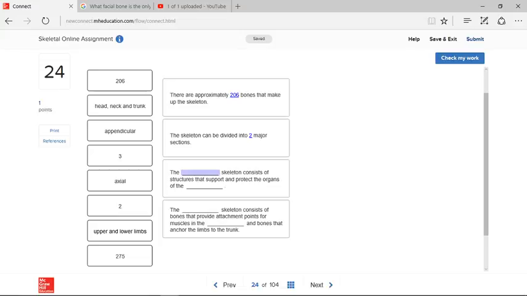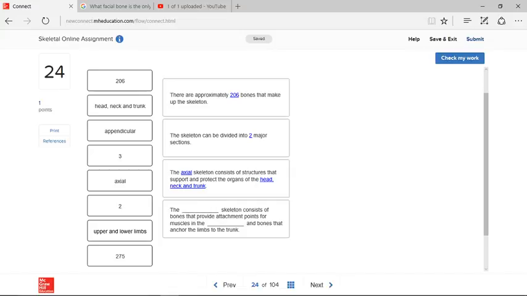The blank skeleton consists of structures that support and protect the organs of the head, neck, and trunk. The axial skeleton consists of structures that support and protect the organs. Oh, so the axial, yep. Of the head, neck, and trunk. This is a very good question.